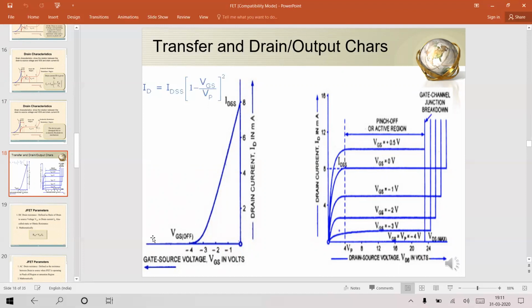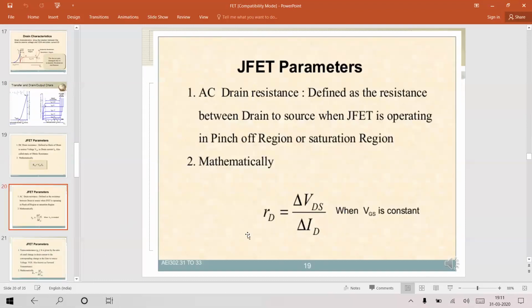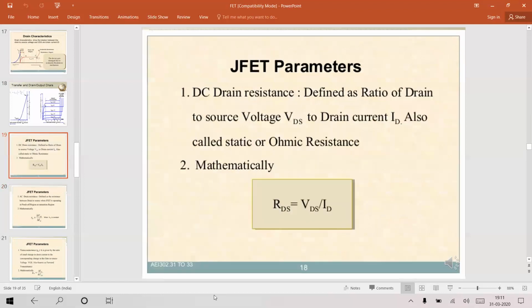So based on these curves, you can define some resistance in the device. The drain saturation resistance, RDS, you can define. That is the change in the drain source voltage to the change in the drain source current, and that is RD. Mathematically, this is actually change in VDS over change in ID. That is the AC resistance. If you take a fixed VDS and fixed ID ratio, that is the static resistance, or you can say DC resistance, that can also be defined.